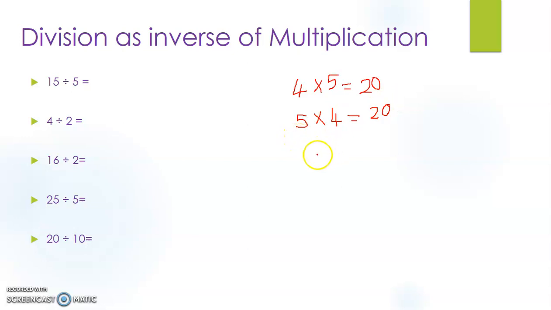But if we want to write division statements, there are 2 division statements. We start with the product. 20 divided by 4 is equal to 5 and 20 divided by 5 is equal to 4. So, if we have any one multiplication statement, we can write all the other statements. This will help you in multiplication as well as division.